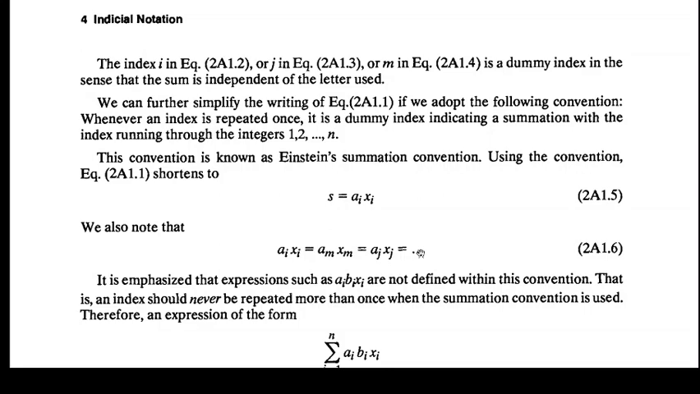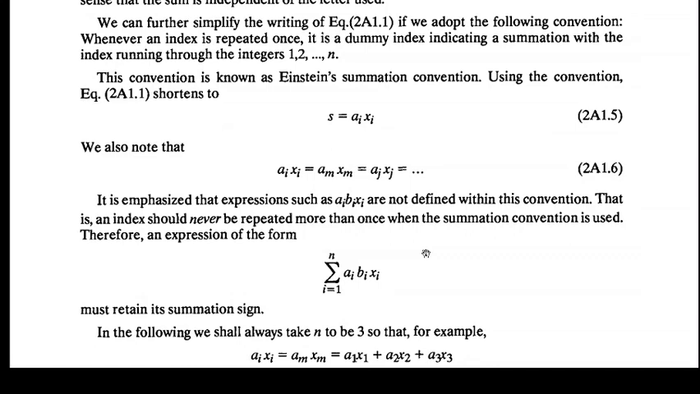Keep in mind that we will use small letters for indices, and these will be in subscripts. Now let us talk further about this convention. It is emphasized that expressions such as this, if you have three indices, ai bi xi, you cannot define this in terms of the summation convention.